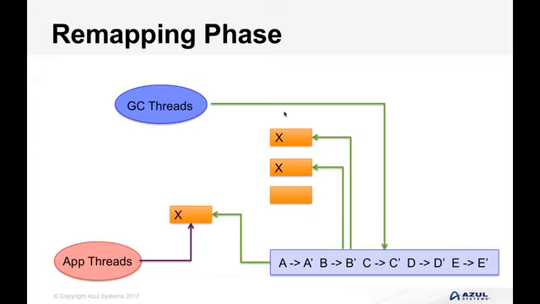That way, it can then use the object reference in the application threads, having done that remapping, and everything is consistent. So we're able to move these objects around without having to pause the application threads. We can do it all concurrently, with application and garbage collection at the same time. That way, we can eliminate these long pauses associated with compacting the old generation.